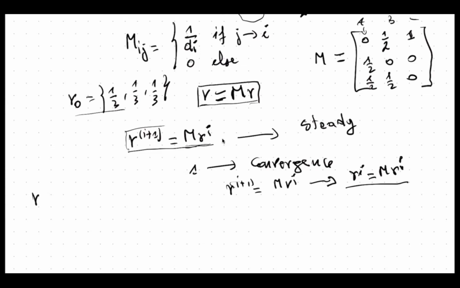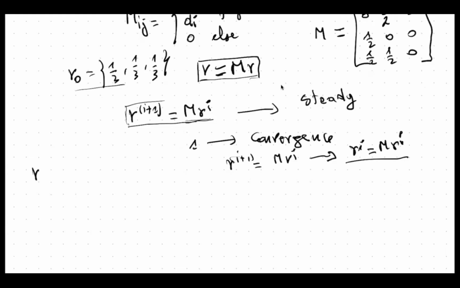What does convergence mean? Convergence means that when you compute this value for several iterations, it does not change. Yes, it remains the same. So this means that you have reached the stationary state.